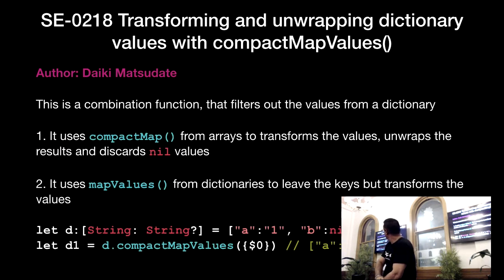Then you have transforming and unwrapping dictionaries. Now, this compact map values does two things for you. One, it does a compact map, which means it removes the nils. And then it also says, leave my dictionary key value pairs. So it's removed, but keep them and map it. So here's an example. If it was a string, A and B is nil. So when you go through compact map, you get A and C.